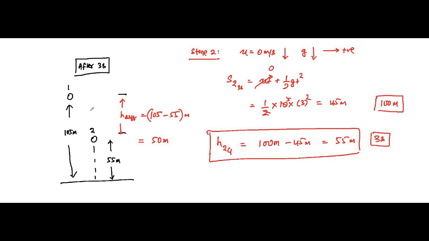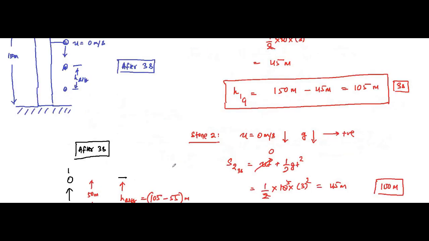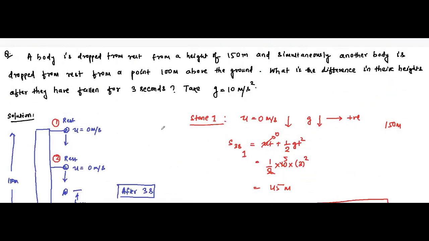So the height difference between them is equal to 50 meters after 3 seconds. Always be careful of that. After 3 seconds, the height difference is 50 meters. Okay, so very good question. Application of equations of motion of an object under the influence of gravity with zero initial velocity.